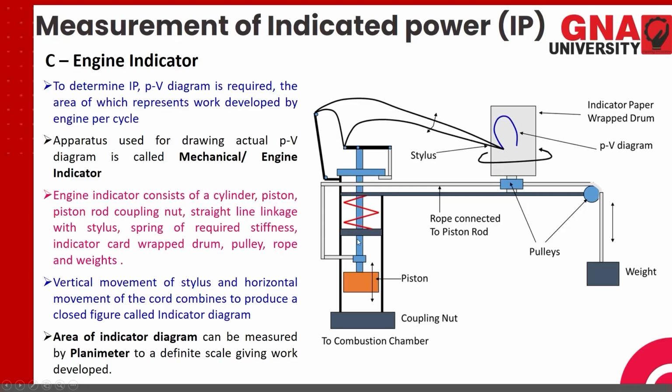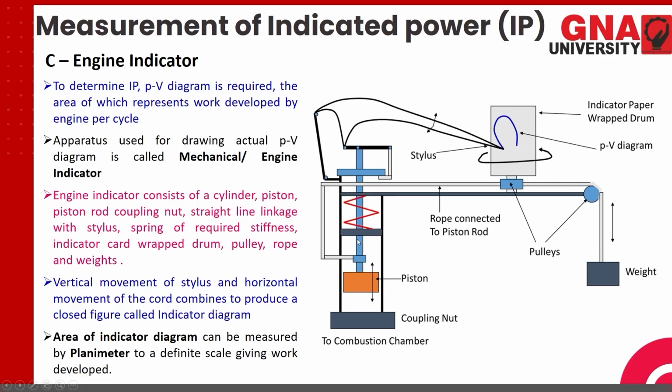So this figure is shown here. The engine indicator consists of the cylinder. You can see this cylinder, the piston rod, then the coupling nut, the straight line linkage with stylus. You can see this straight line linkage. Then a spring of required stiffness. So here the spring is provided. Then the indicator card, wrapped drum. This is the indicator paper which is wrapped on a drum.